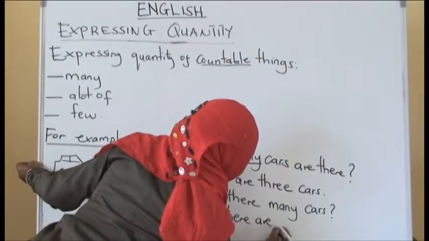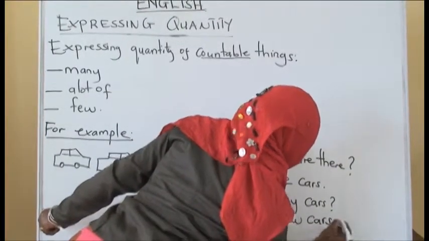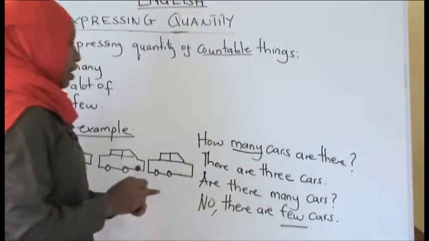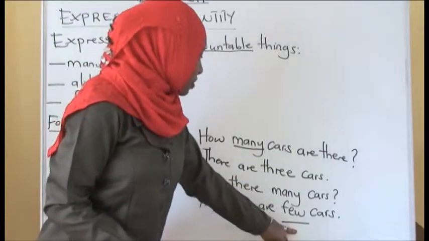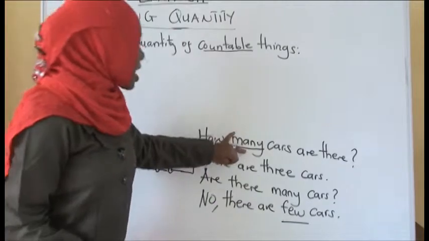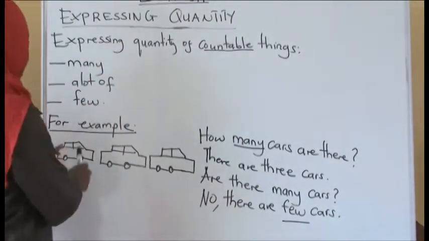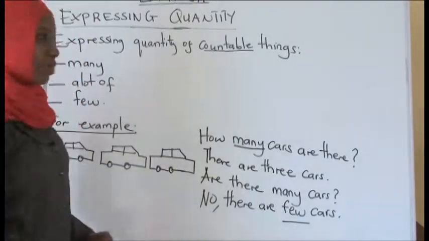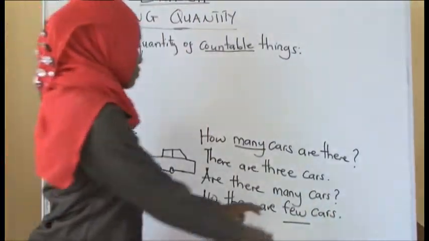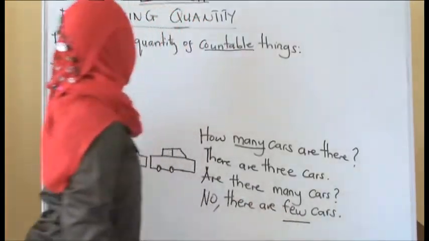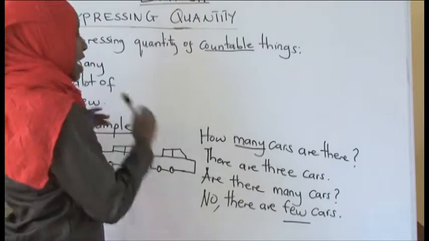There are few cars. So, as you can see here, we have used another word which is few, and we have the word many here. Because these cars are not many, there are only three: 1, 2, 3. That's why we have said there are few cars. So, few is the word used to express quantity of countable things which are not many.